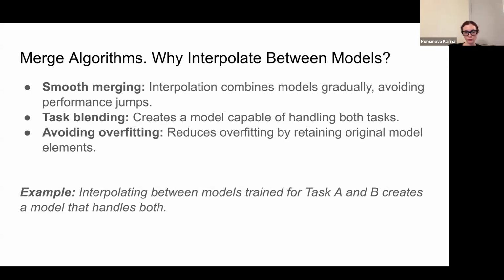Interpolation serves several purposes. It enables a gradual shift from one model's behavior to another, which is beneficial in tasks requiring incremental adaptation. Also, by controlling the interpolation parameters, one can balance the contributions of each model, ensuring that the merged model doesn't overly favor one source. Interpolating between models can also lead to better generalization across tasks or datasets, as the merged model encapsulates a broader range of knowledge.